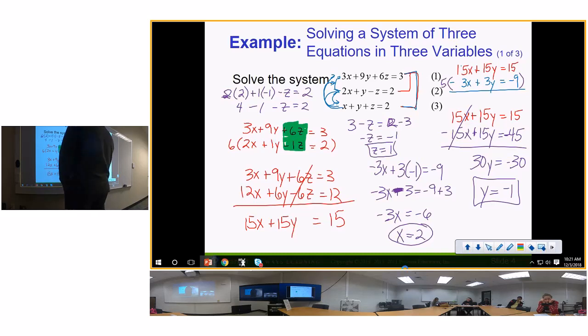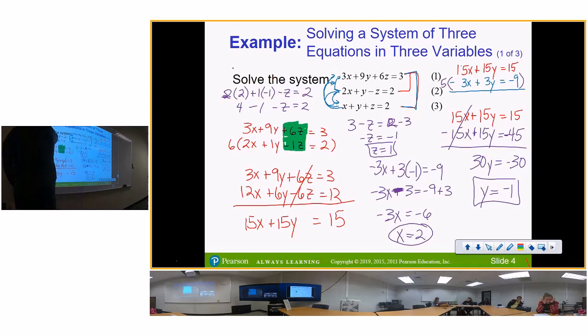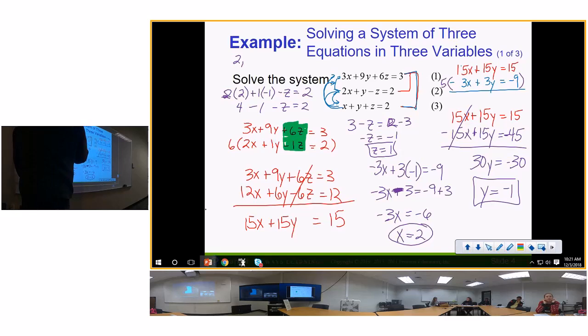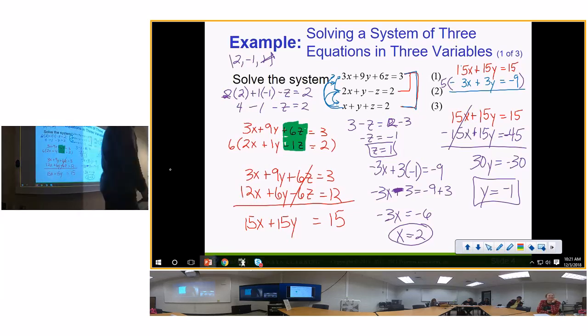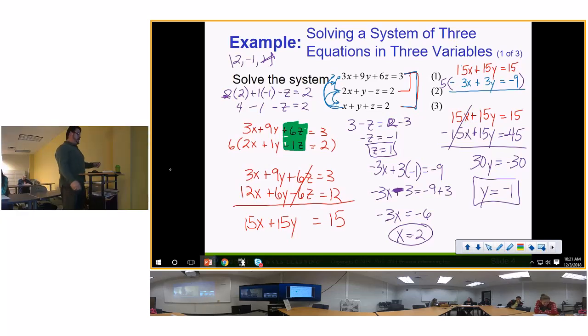1. So this function crosses at 2, negative 1, and 1. So these three lines cross in a three-dimensional graph at 2, negative 1, and 1.